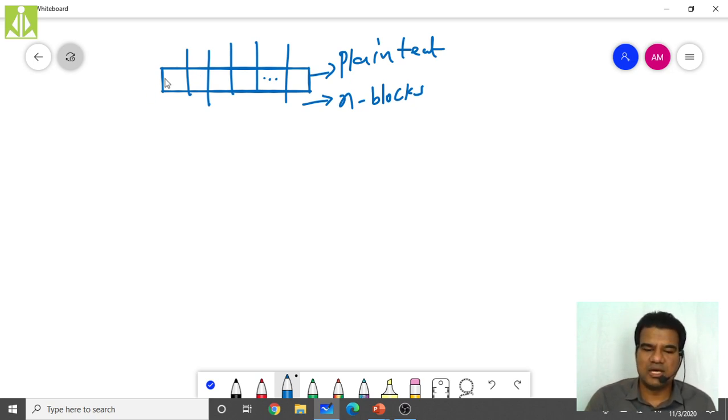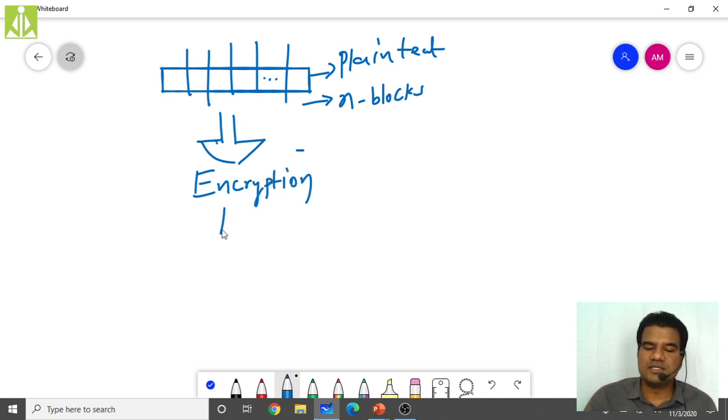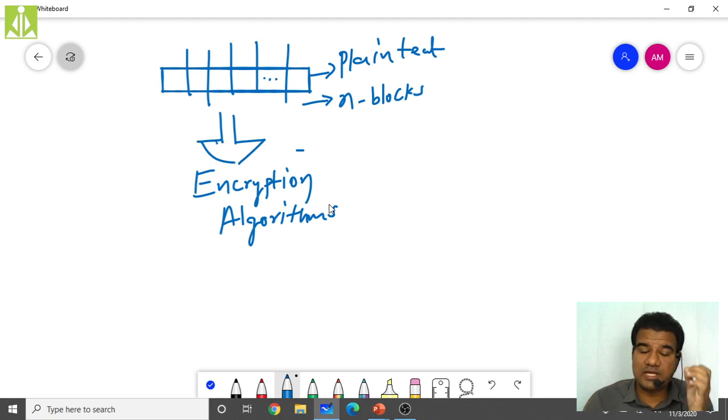In order to convert all these blocks into ciphertext, we have to give these blocks to the encryption algorithm, and that encryption algorithm will process these plain text blocks into ciphertext blocks. Generally, those ciphertext blocks are going to have the same size as your plain text. It is generally, not always.